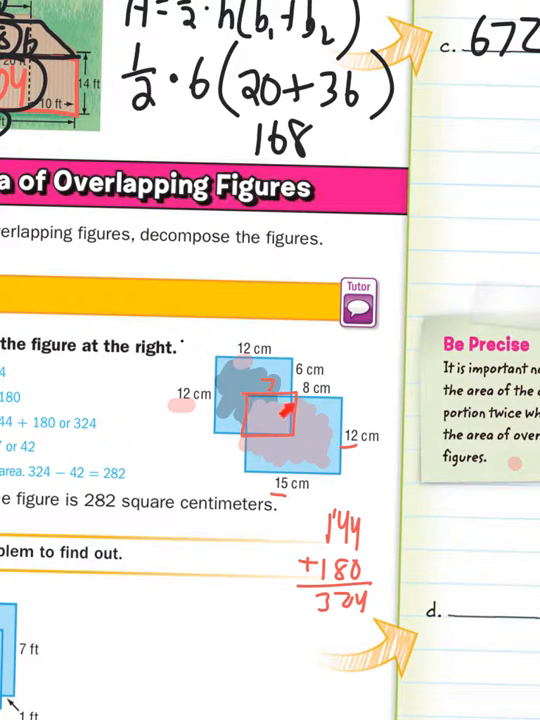So this whole thing is 12, but we don't need this part here, which is 6. So if I take 6 away from 12, I'm left with 6. So if I do 7 times 6, I get 42.